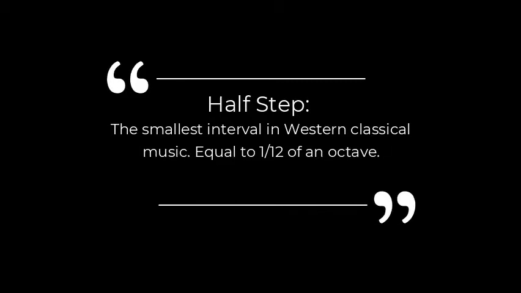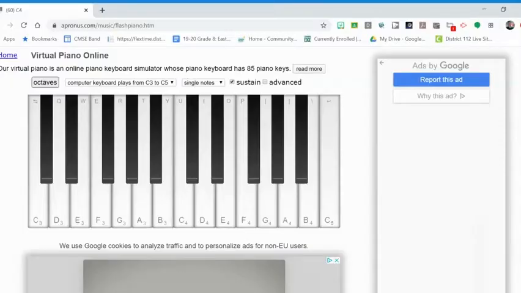Let me give you some examples. A keyboard is a very visual instrument, and there's some letters labeled too that might help you. So if I'm on a C and I go up to C sharp, that's an example of a half step. It's a very small interval. Now here's another example, D to D flat. Another example would be from E to F. So it doesn't necessarily have to be a sharp or a flat involved in a half step. Here's another one, B to C. These are all half steps.